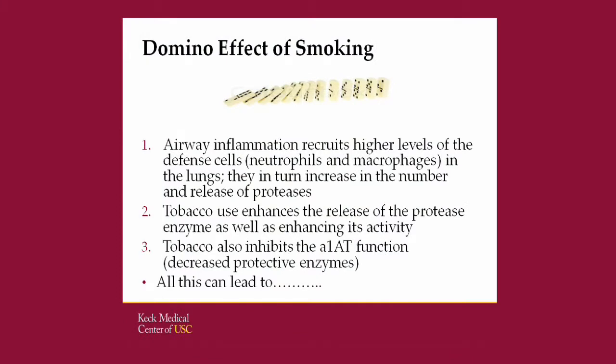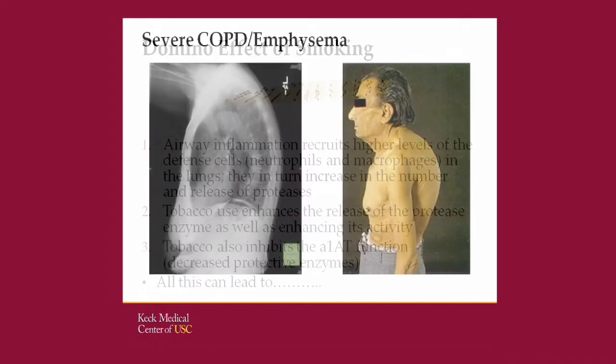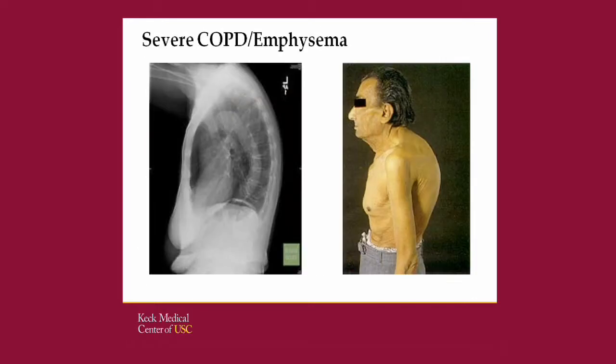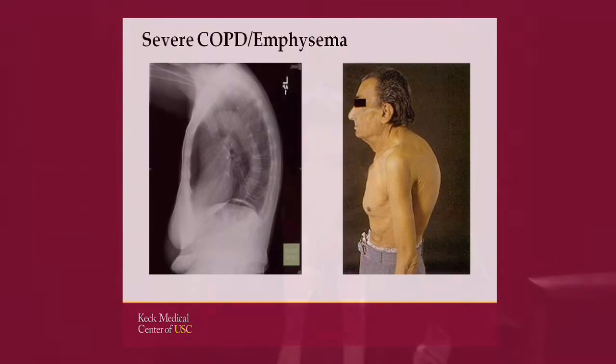So what is the dominant effect of smoking? We know that with airway inflammation, what it does is it recruits higher levels of those defense cells that we talked about in the lungs, and they in turn increase the number and release of those proteases. What it also does with tobacco is it enhances the release of the protease enzyme and its activity. But also, lastly, it inhibits the alpha-1 antitrypsin function itself. All this leads to what we typically see in pictures of COPD. This is a representation of someone who's got severe emphysema, and this is a corresponding chest x-ray that physicians will be looking at. So you'll probably be seeing this picture quite a bit.